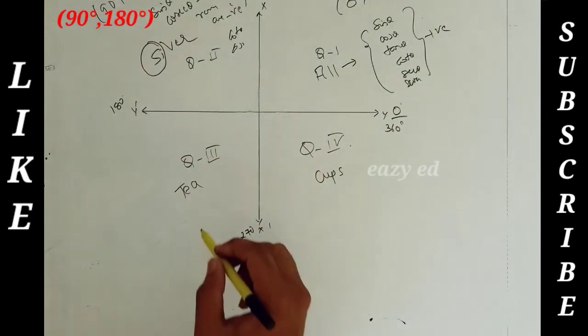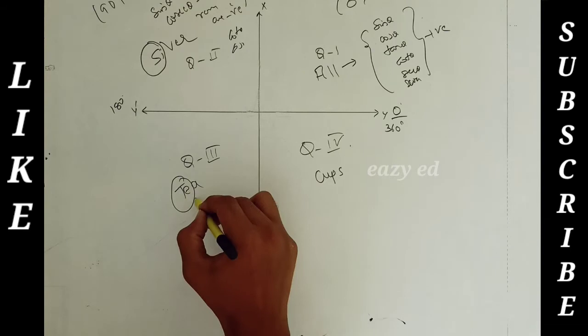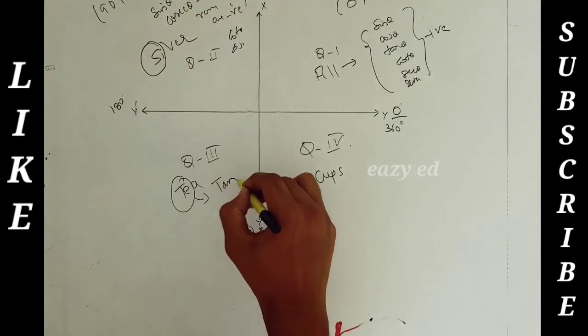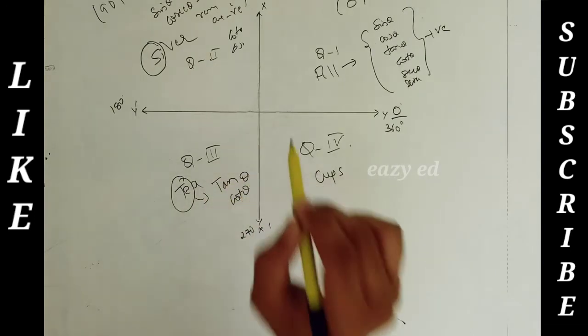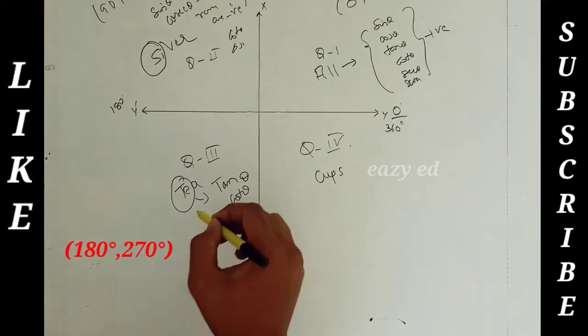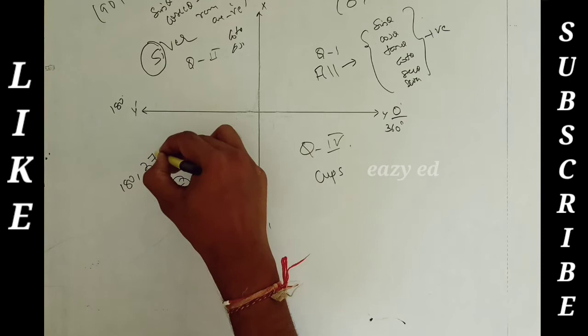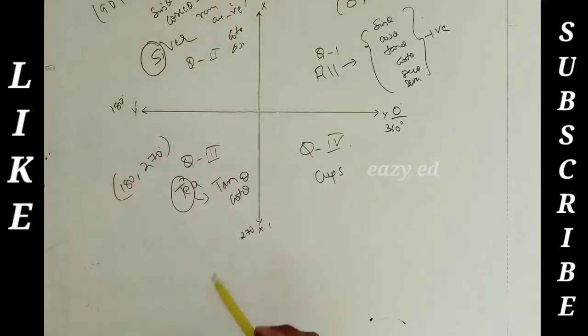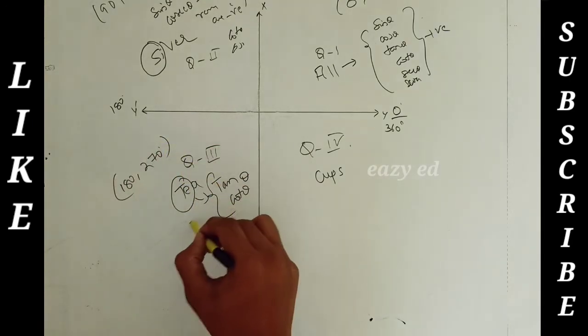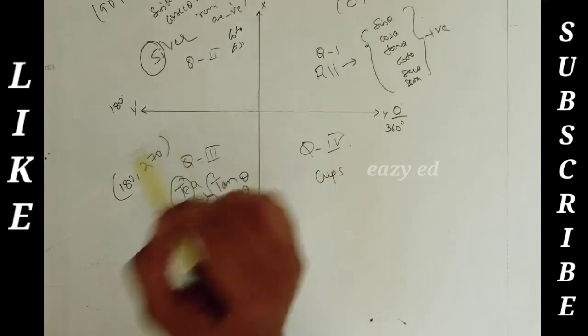In quadrant 3, T represents tan theta and cot theta. Okay, both are opposite, we know. So it will be taken from 180 to 270 degrees. In quadrant 3, tan and cot theta both are positive, remaining all are negative.